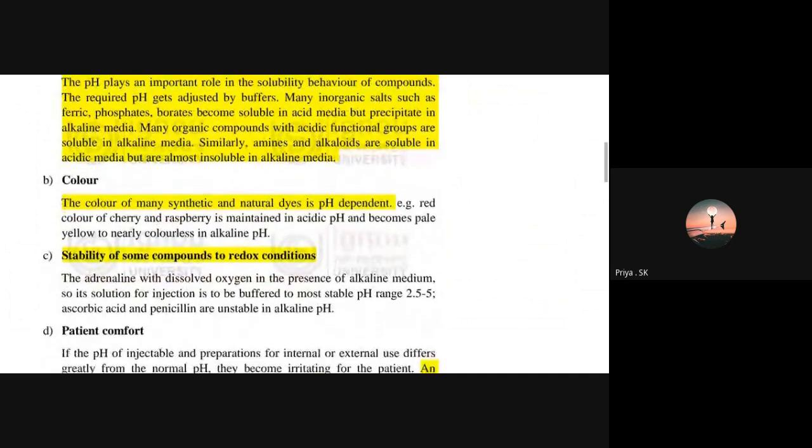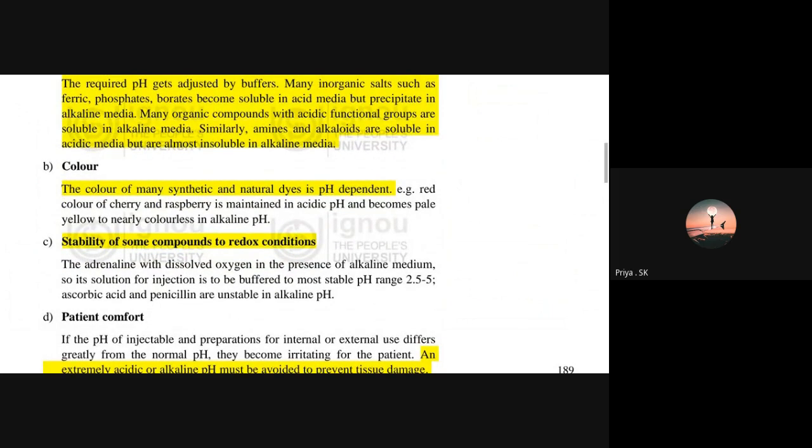Third one is stability of some compounds to redox conditions. The adrenaline hormone reacts with dissolved oxygen in the presence of an alkaline medium, so its solution for injection is to be buffered to the most stable pH range of 2.5 to 5. Ascorbic acid and penicillin are unstable in alkaline pH. So we can see that some compounds or hormones in our body are dependent on pH, and their stability will change if we change the pH from acidic to alkaline or alkaline to acidic.